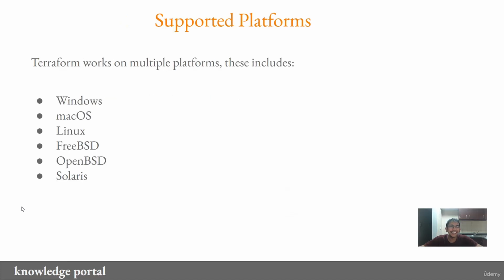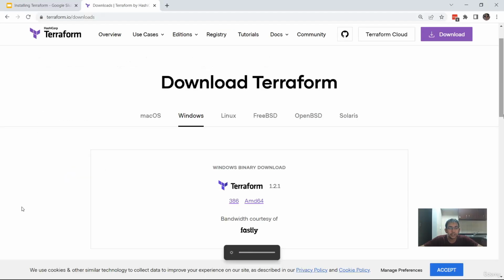Now, one of the great things about Terraform is that it supports multiple platforms, so it can work perfectly well in Windows, Mac OS, Linux, FreeBSD, Solaris, etc. So if you look into the official download page of Terraform, terraform.io/downloads, you will get an option of operating system for you to choose. So depending upon the operating system that you choose, you can go ahead and download the binary file easily.